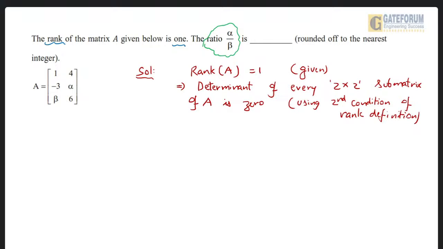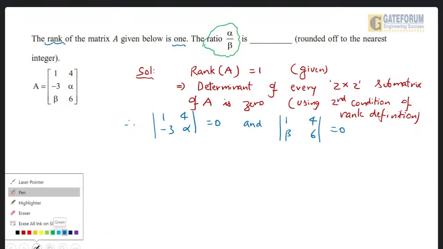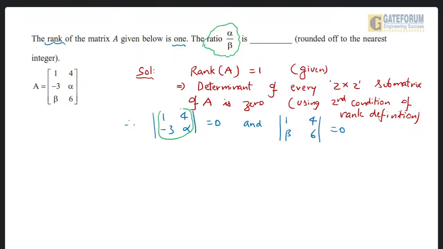The first two rows form a 2 cross 2 submatrix. The first and third rows form again a 2 cross 2 submatrix. So therefore, the determinant of [1 4; -3 alpha] is equal to 0, and the determinant of [1 4; beta 6] is equal to 0. This one is a submatrix of A, and this is also a submatrix of A. Leaving the third row, the first submatrix; leaving the middle row, the second submatrix.